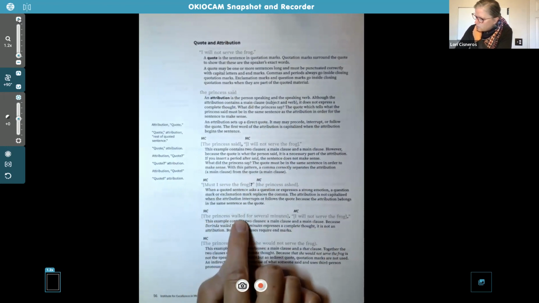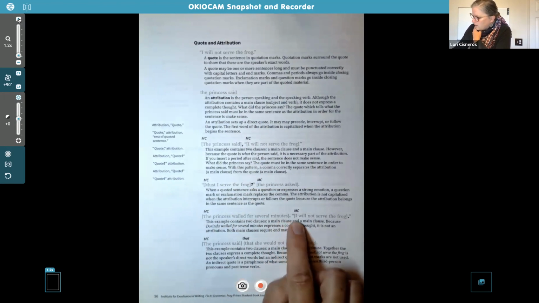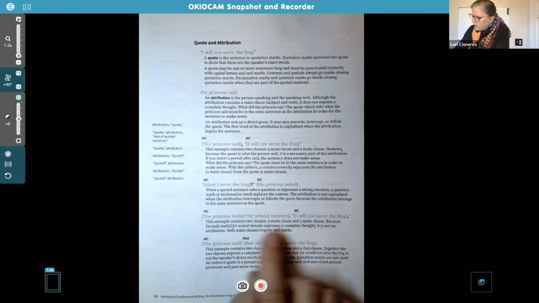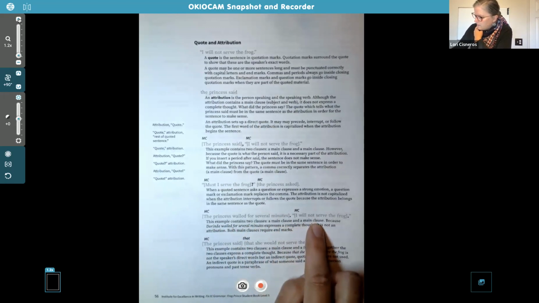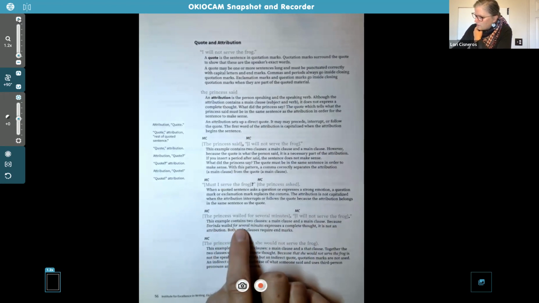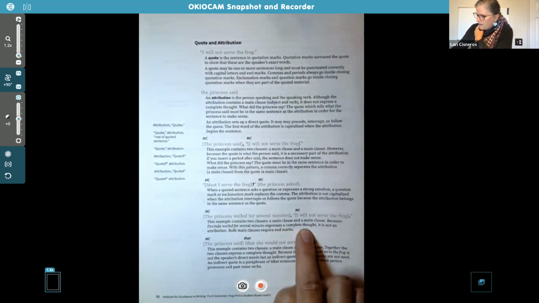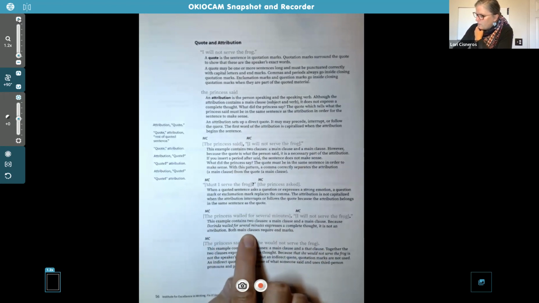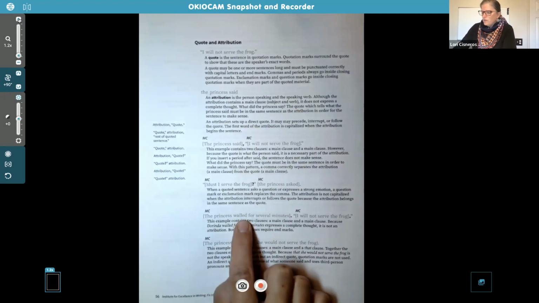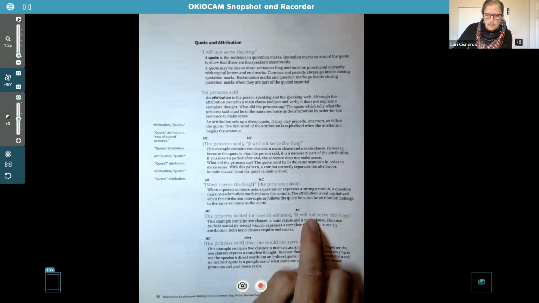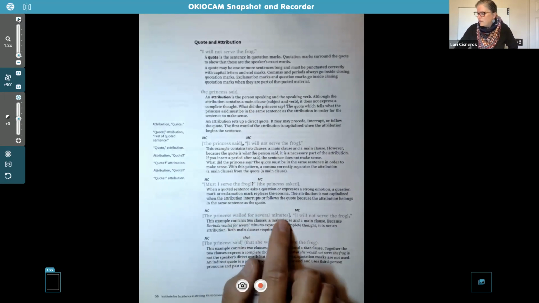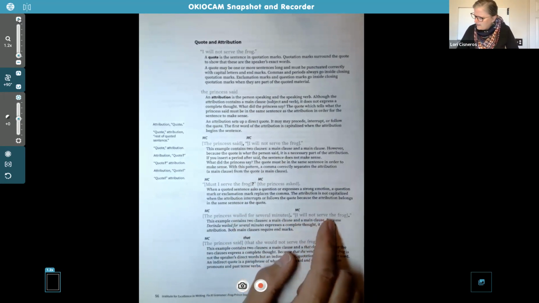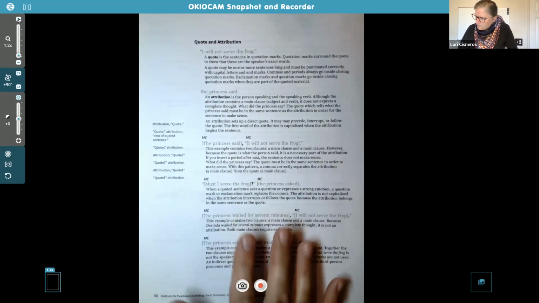Here's the example. The princess wailed for several minutes. "I will not serve the frog." So here we have two separate sentences. This example shows two clauses, a main clause and a main clause, because "Dorinda wailed for several minutes" expresses a complete thought. It is not an attribution. Both main clauses require end marks. So even though it's not attribution, we can assume as we read that before what she says, this is her speaking. So the princess wailed for several minutes. "I will not serve the frog." Okay, so that's how you would set that up.